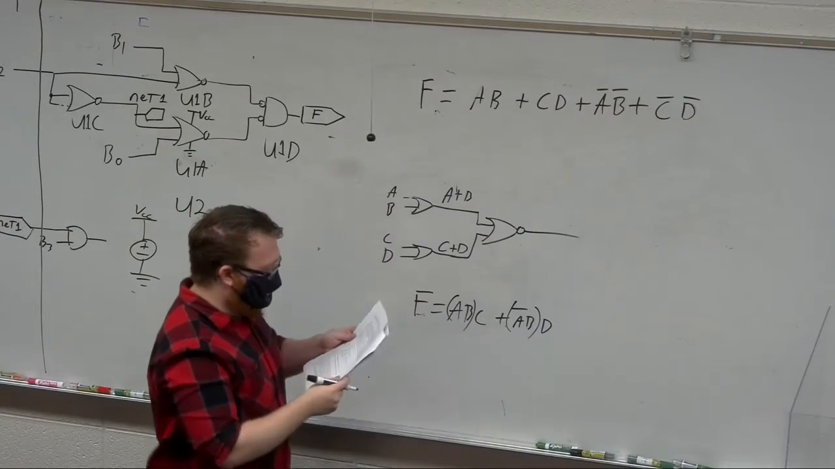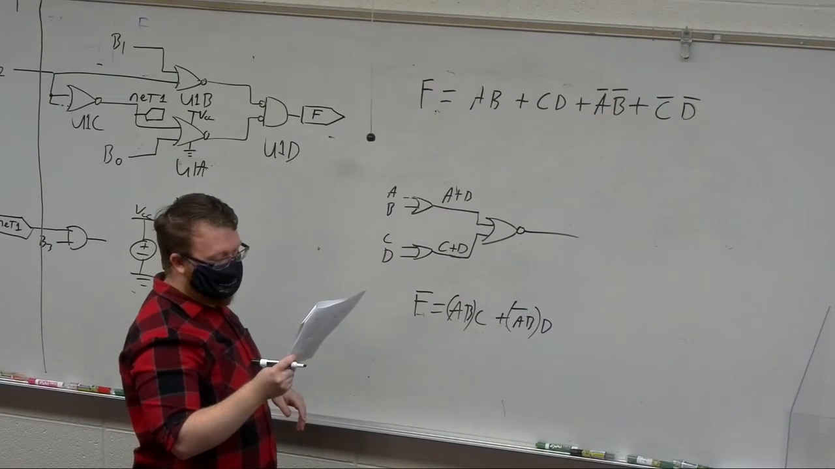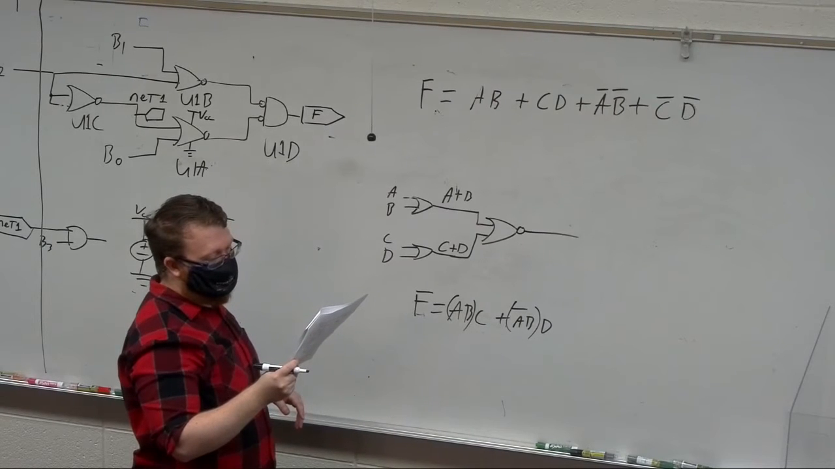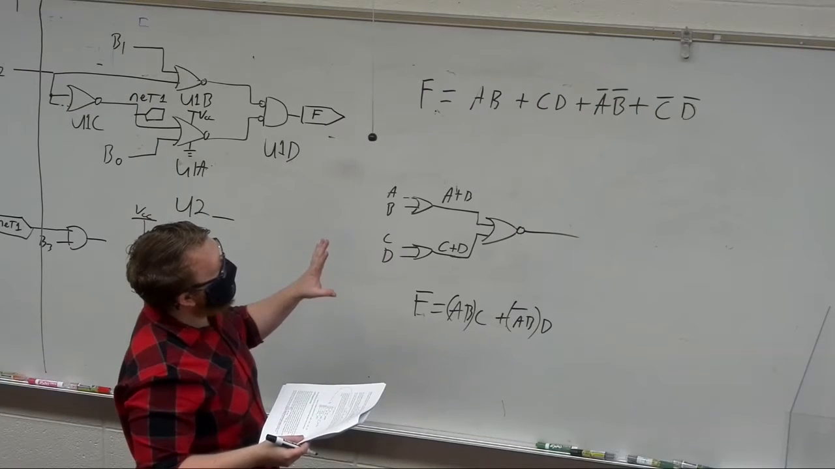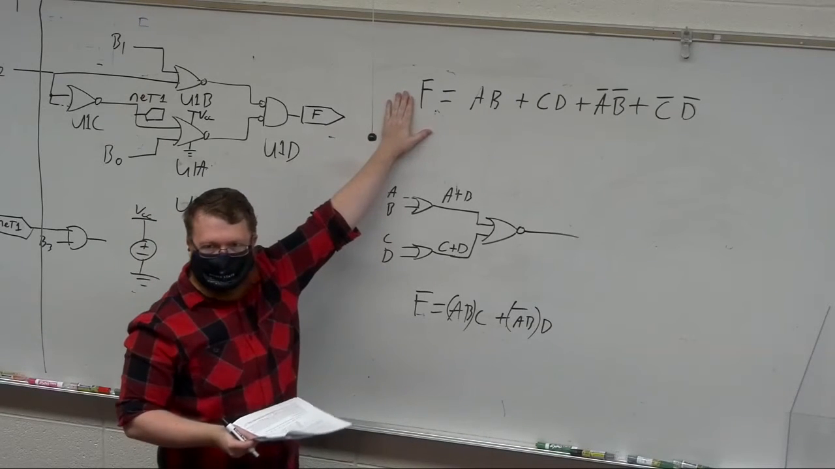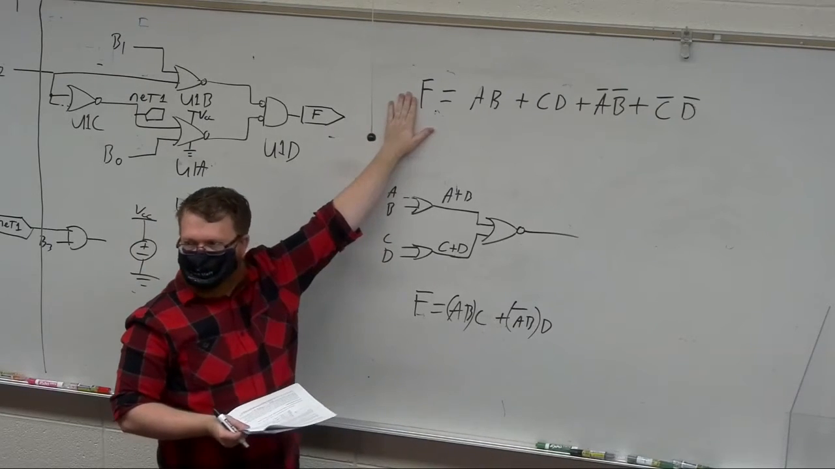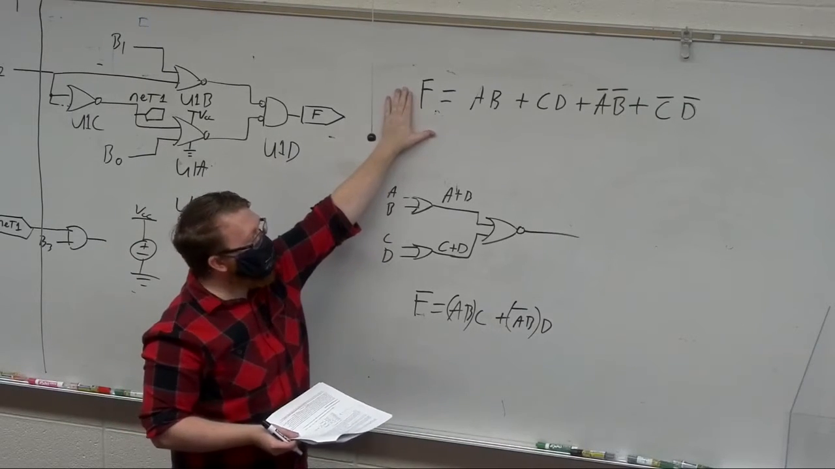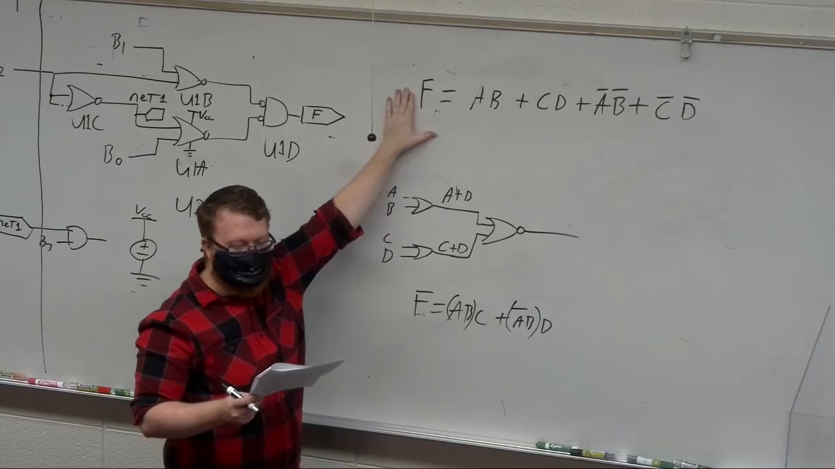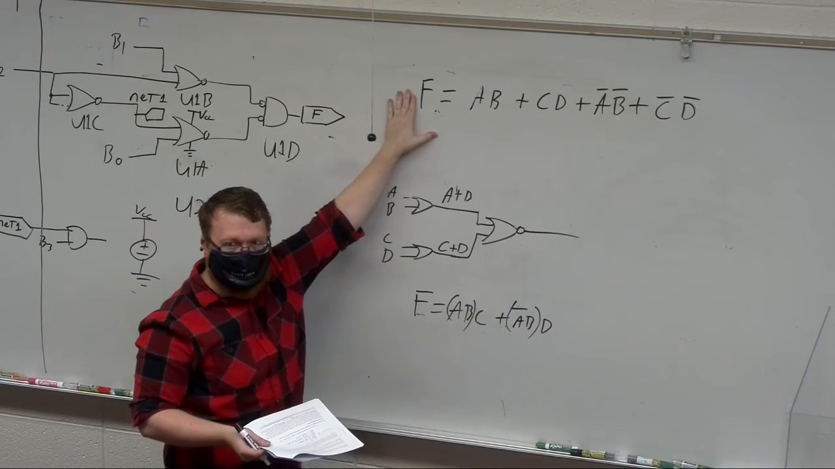If I gave you nothing but AND and OR gates to use, I assume you could all draw this out really quickly, right? But you would also need to be able to do this using NANDs and NORs.